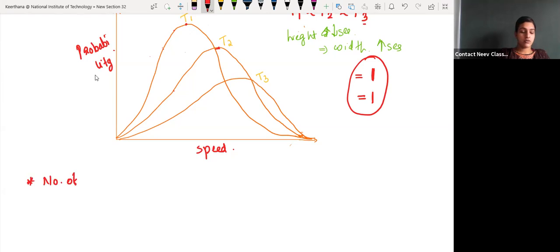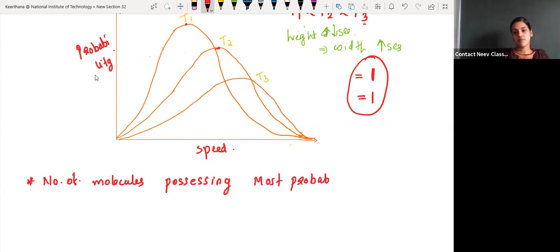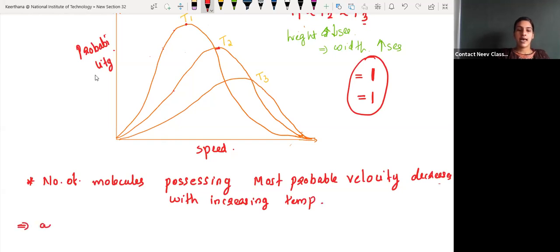So the first one is completed. So number of molecules possessing most probable velocity decreases with increasing temperature. And the next one is, as temperature increases, width decreases.